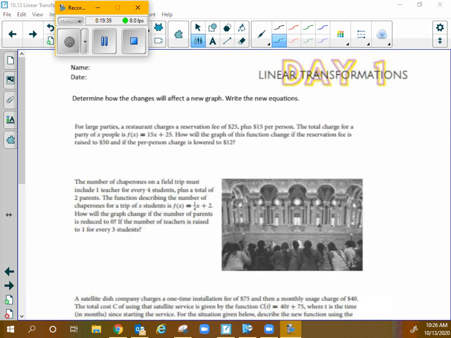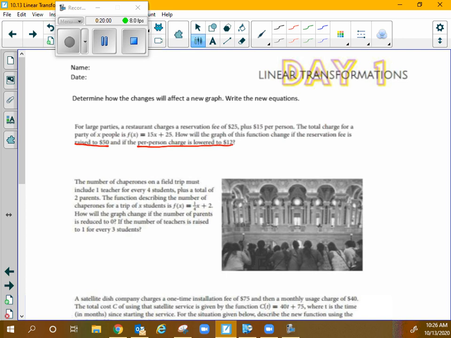For large parties, a restaurant charges a reservation fee of $25 plus $15 per person. The total charge for a party of x people is f of x equals 15x plus 25. How will the graph of this function change if the reservation fee is raised to $50 and the per person charge is lowered to $12?